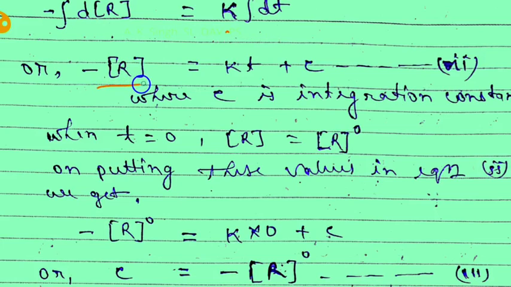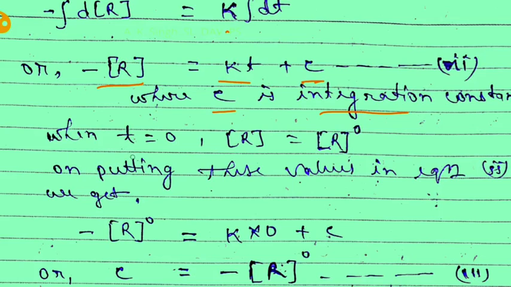minus [R] is equal to Kt. Integration of dt is t plus C. You can write I also, where C is the integration constant. So in the book, in place of C, perhaps I is written. Anyone you can assume here.